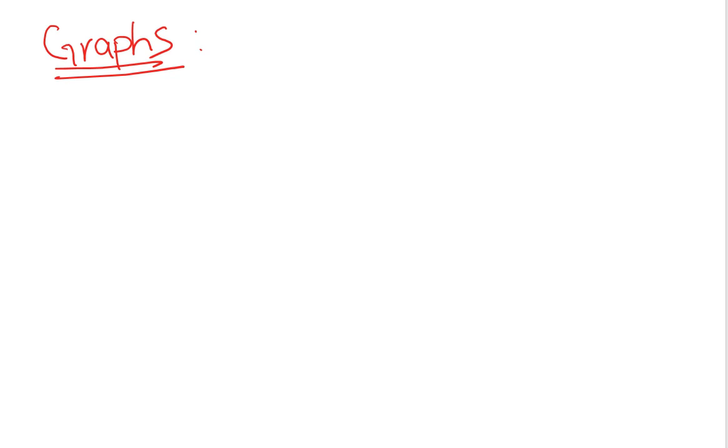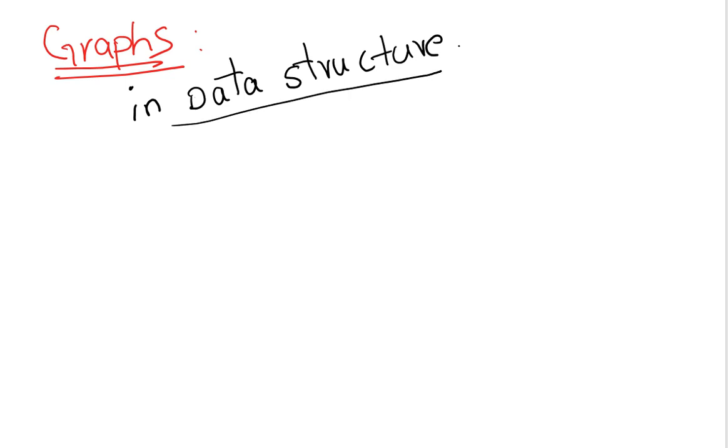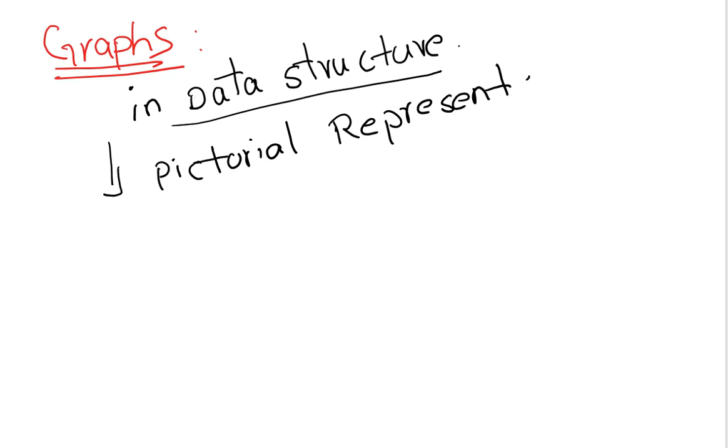Good morning. Today we would like to see about graphs in data structures. A graph is, first of all, a pictorial representation. It will be in the form of pictures. So we can say the graph is in the form of a pictorial representation.